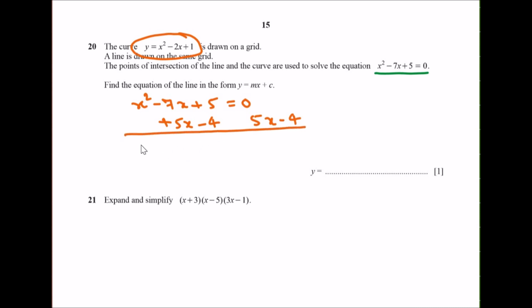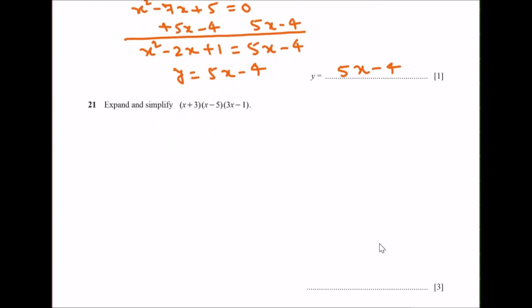So let's add. We get x square minus 2x plus 1 is equal to 5x minus 4. That is y equal to 5x minus 4. So this is our equation of the line, 5x minus 4. I hope this is clear to you.